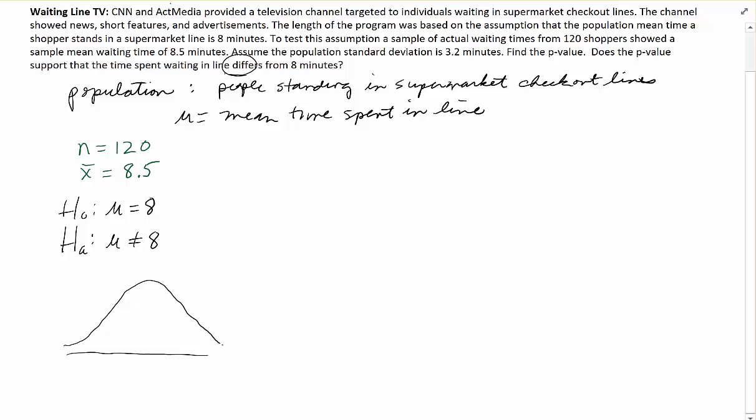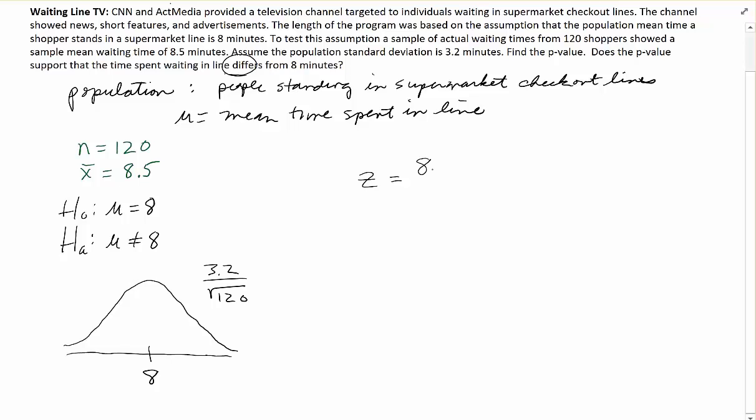But actually, it's just asking me to calculate a p-value. It's not giving me a level of significance. So I really don't have any decision lines to set up here. I am assuming that the null hypothesis is true, so the center of this distribution is 8, and I do have a measurement for the standard deviation of the sampling distribution: 3.2 divided by the square root of 120. To get a p-value, all I need is the test statistic for my sample mean.